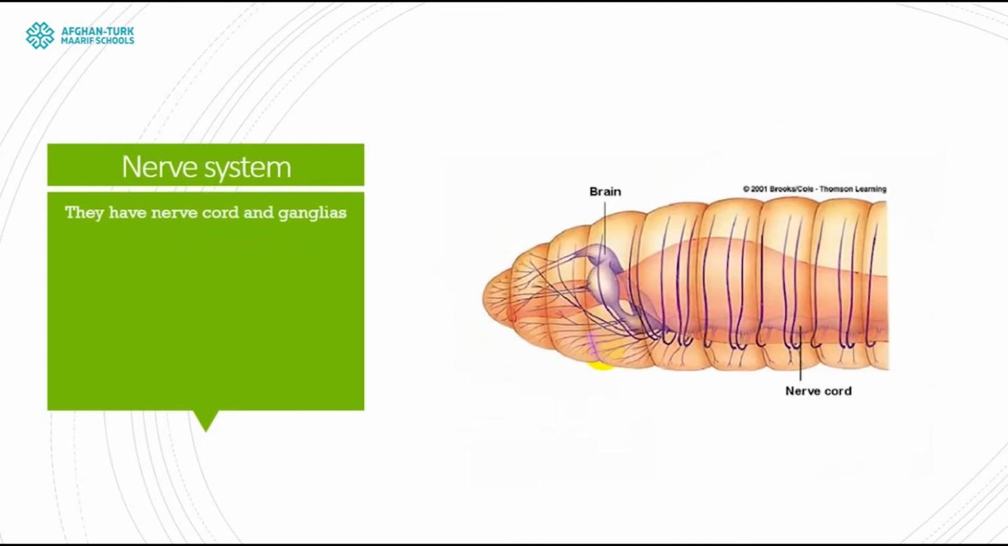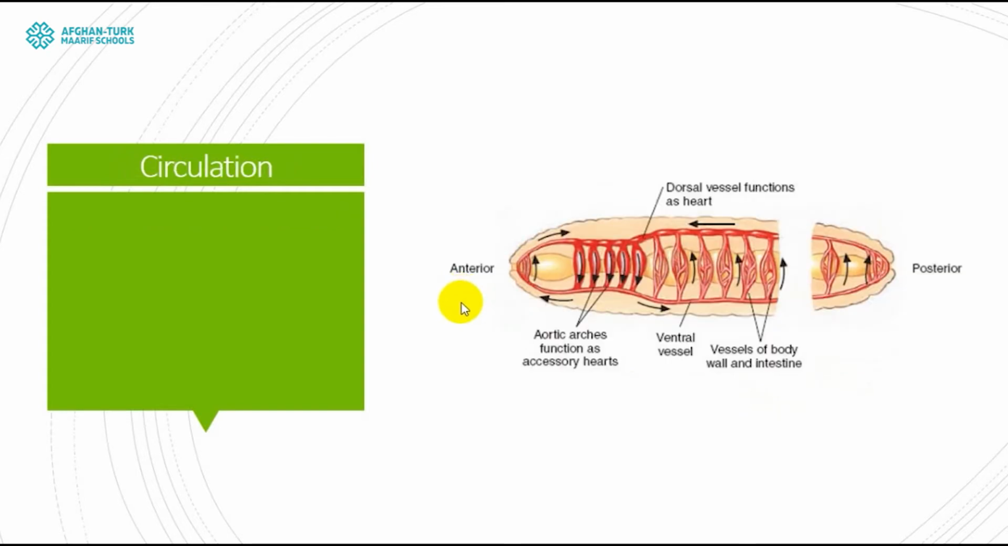Their nerve system is like nerve cord and ganglia. Ganglia is the brain-like structure, the brain knot, for example, or the nerve knot, we can say. As you can see, the brain or ganglia structure, which is connected with a nerve cord, is making their nerve system.